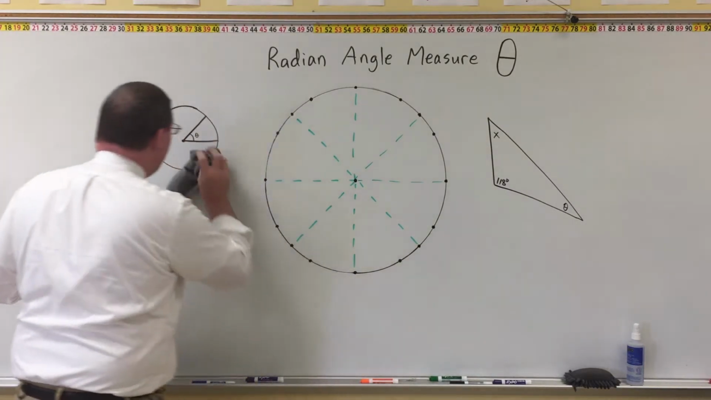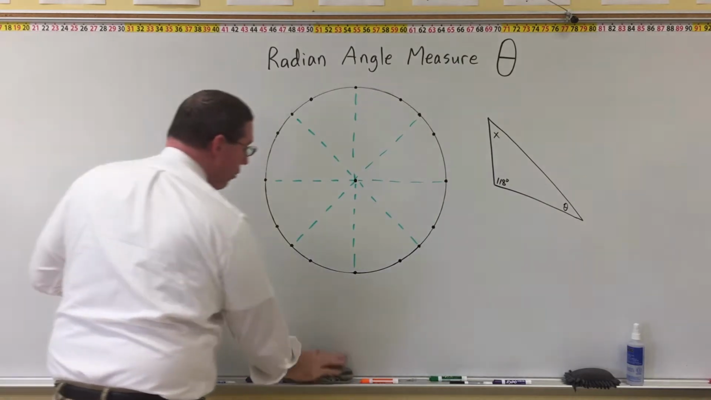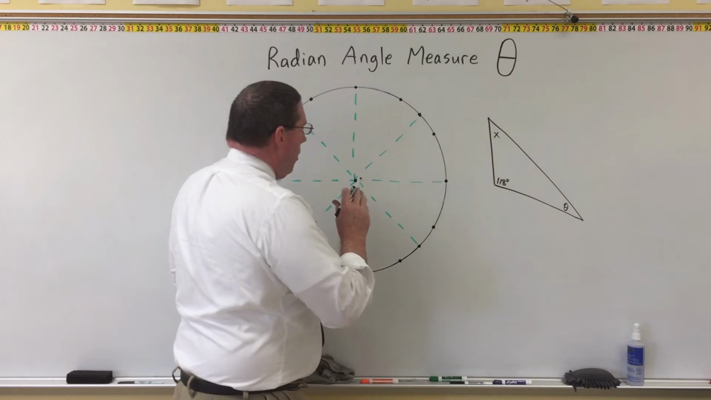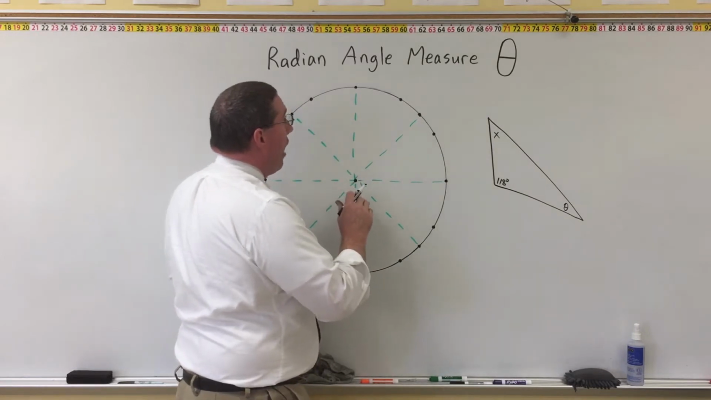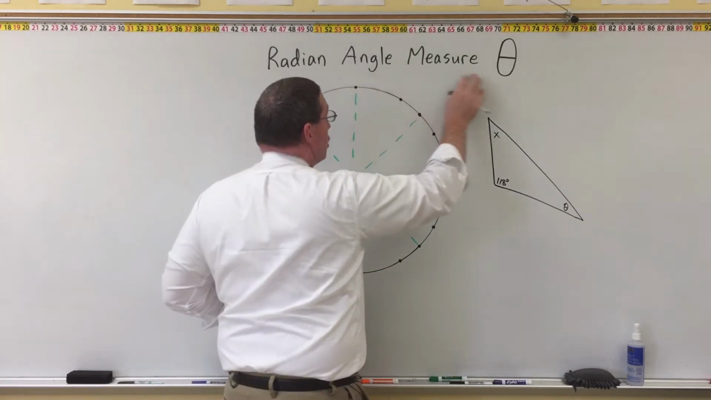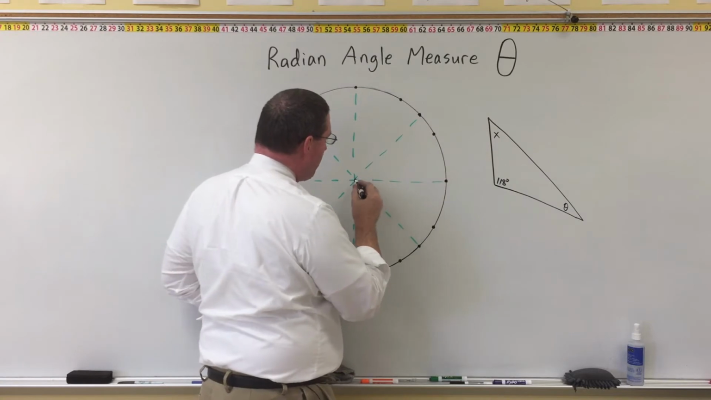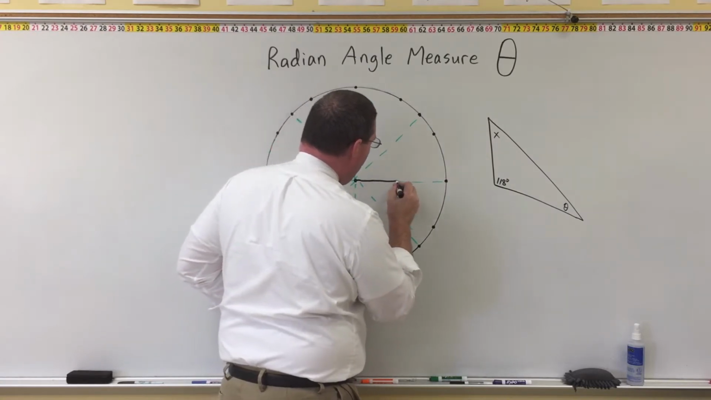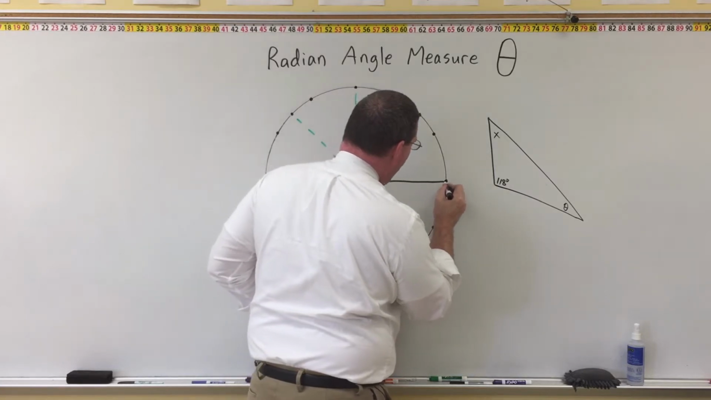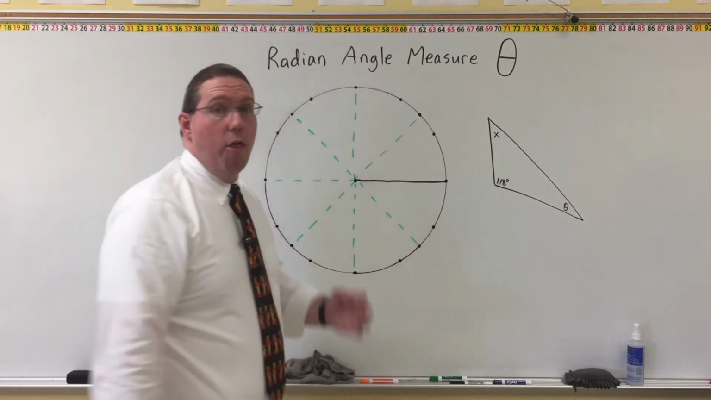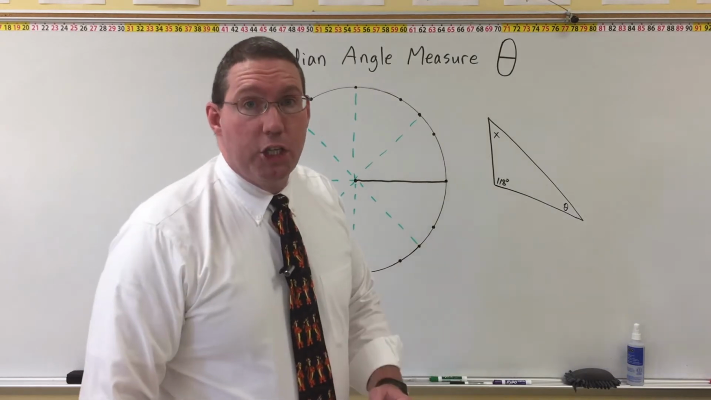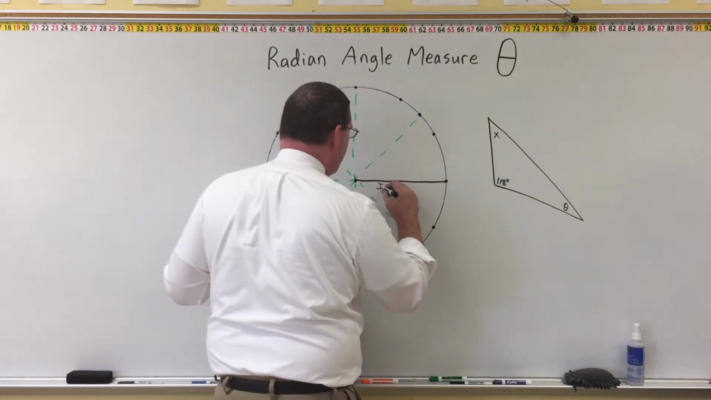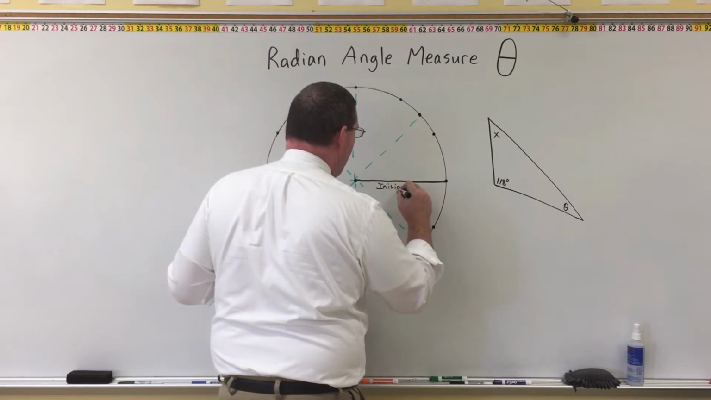But what I want to do right now is use what we learned about arc measures to identify the angle measure theta. I want you to understand that the angle measure theta always starts at this line right here. We're going to call that the initial side. So this line is called the initial side.